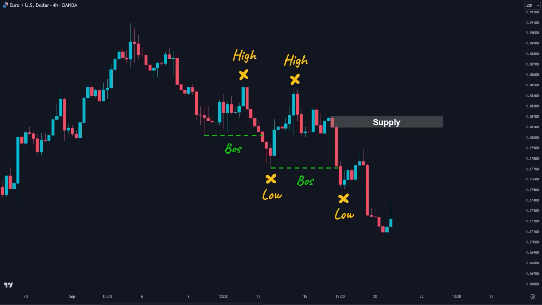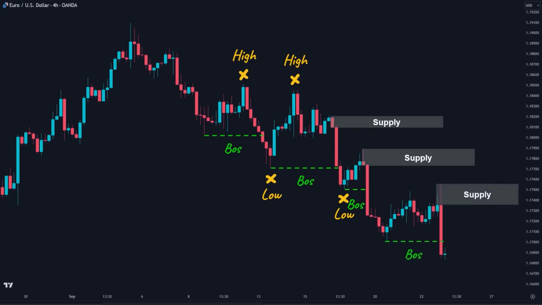As you can see, price has created another inefficient movement to the downside and broke structure. This means that we have a new supply area up here. Once more, we have new inefficient movement with break of structure. So we mark our supply zone.